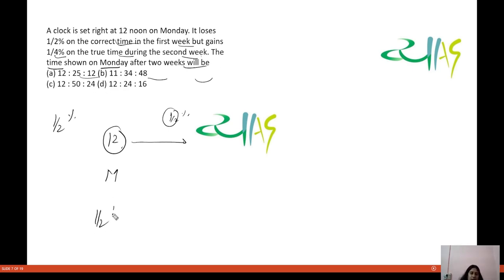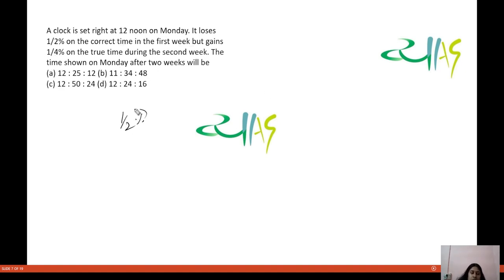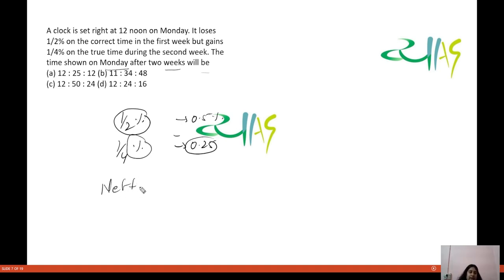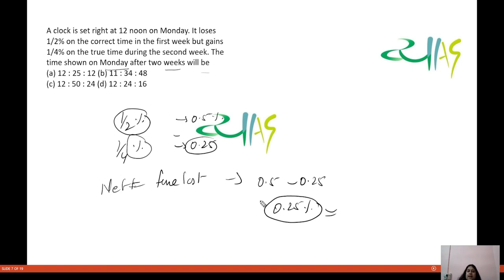Now see, what is 1 by 2% of the time? 1 by 2% means 0.5% of the time. So let's see how we can do this question. It loses 1 by 2%, so that is 0.5%, and then it is saying it is gaining 1 by 4% on true time during the second week. So how much is gained? 0.25%. So overall how much time is lost? Net time lost is 0.5 minus 0.25, so that is 0.25%.